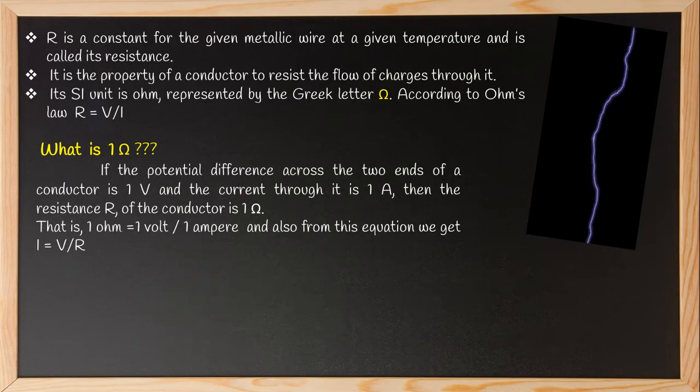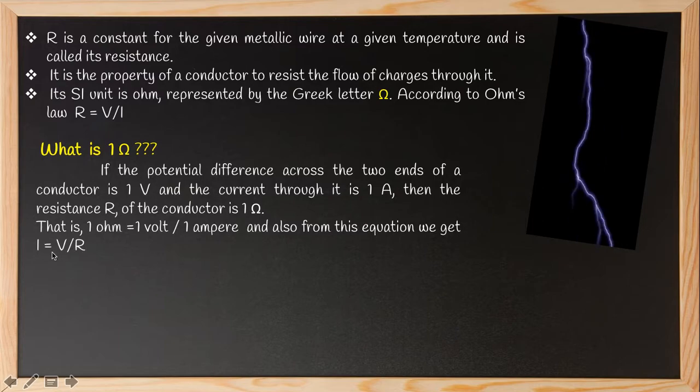So basically, what is this 1 ohm? If the potential difference between the two ends of a conductor, points A and B, is 1 volt and the current is 1 ampere, then the resistance of that particular conductor is called 1 ohm. That is why 1 ohm is equal to 1 volt by 1 ampere. From this equation we also get I is equal to V by R.